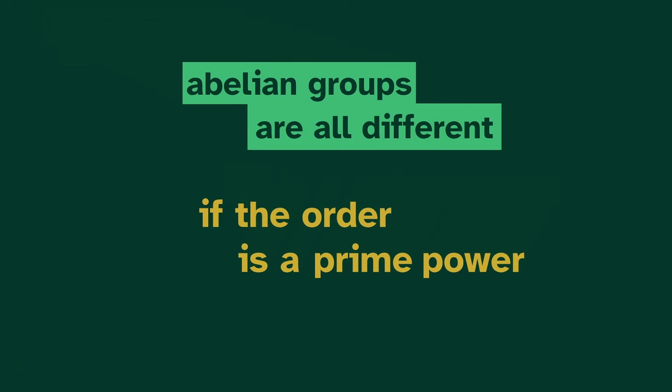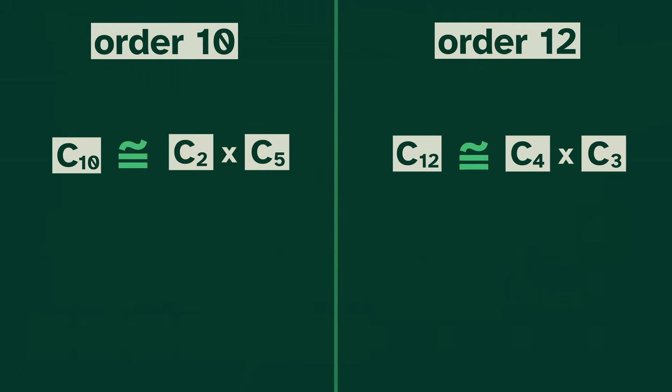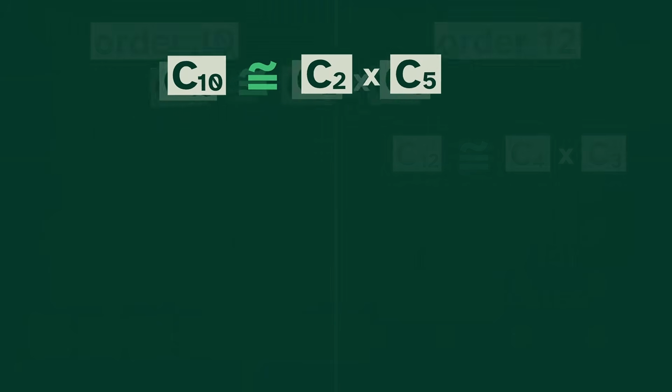You've got to stop with the nicknames. In the last video, we saw the groups were all different for the PP orders 8 and 9. But 10 and 12 are not PPs, so they had duplicates. So why are prime powers special? Well, to answer that, let's take a closer look at the duplicates.